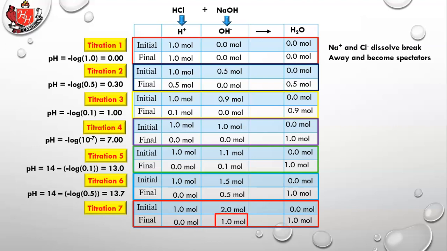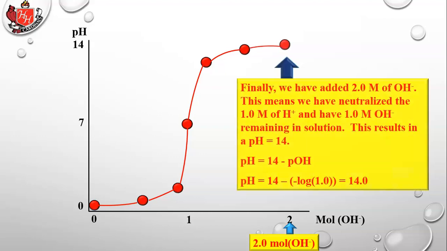So now we're going to use the concentration of OH minus to calculate the pOH over here, and you subtract that from 14 to get the pH. The negative log of 1 is just 0. So 14 minus 0 is 14, so that's the new pH. And we're going to plot that. Finally, we have added 2.0 molar of OH minus. This means we have neutralized the 1 molar of H+ and have 1 mole of OH minus remaining in solution. This results in a pH of 14, and there's the calculation.